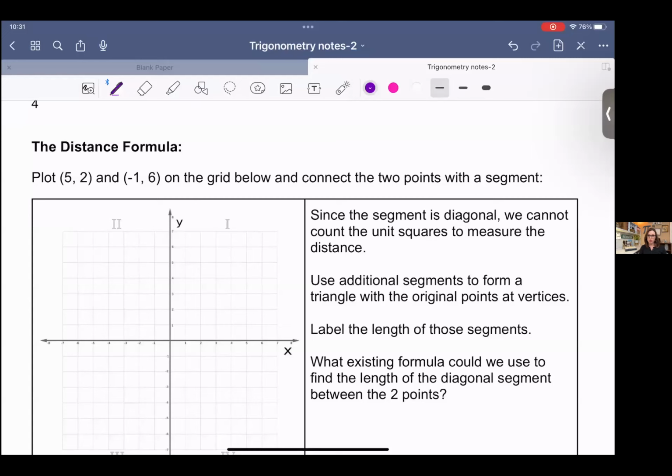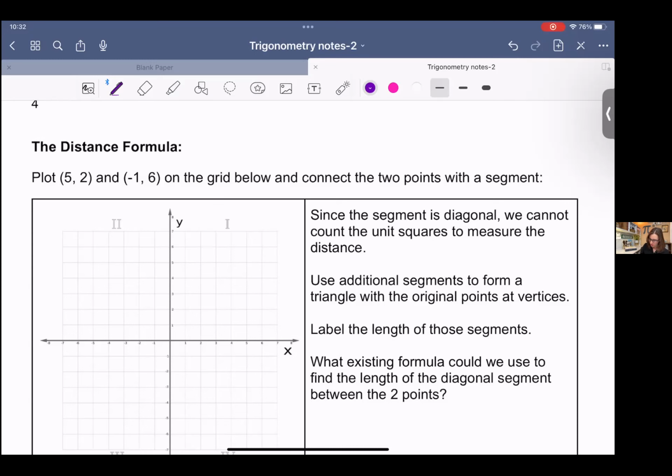Hey guys, in this lesson, we're going to look at the distance formula and how it relates to the Pythagorean theorem. I have 2 points that we're going to plot on the same coordinate plane, and we're going to try to find the distance between those 2 points.